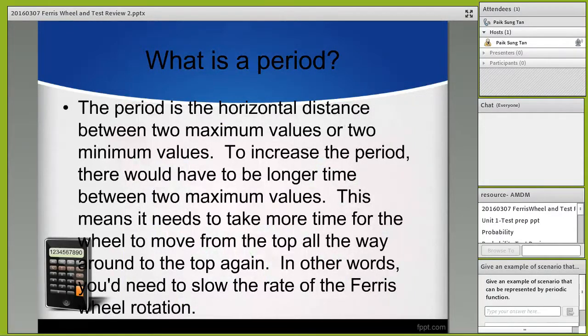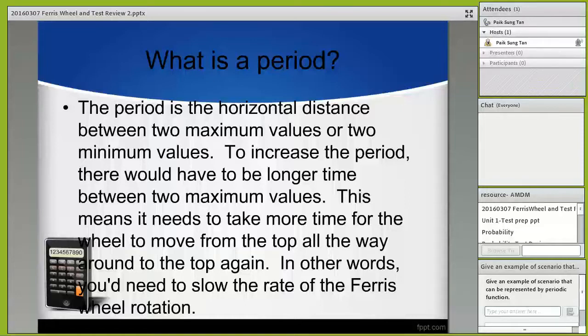Here's another thing that's very important for this unit. What is a period? Because we're talking about periodic functions. The period is the horizontal distance between two maximum values or two minimum values. To increase the period, there would have to be a longer time between two maximum values.